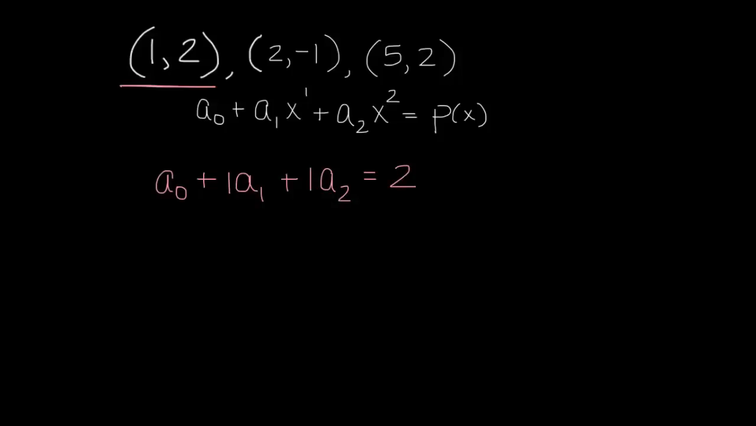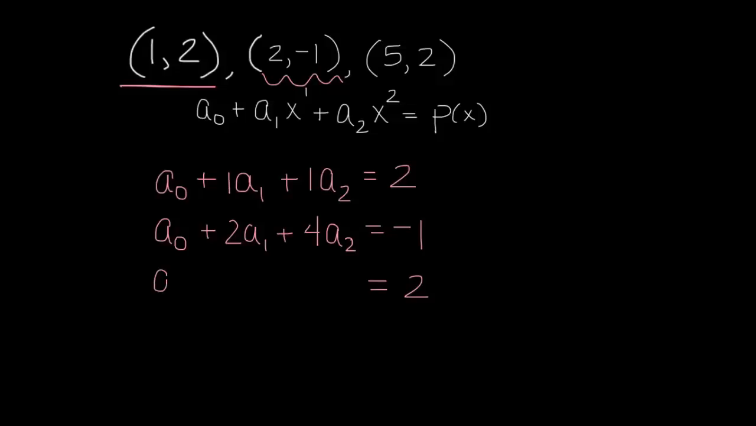And I'll do this for the other 2 points as well. So putting in a 2 for x, I'll get a sub 0 plus 2a sub 1 plus 4a sub 2, and this should be equal to that y value of that second point, which is negative 1. And then I'll do the same thing for my third point. This should equal the y value of 2. My x value is 5. Nothing really affects that a sub 0 so far. But then 5 squared is 25.